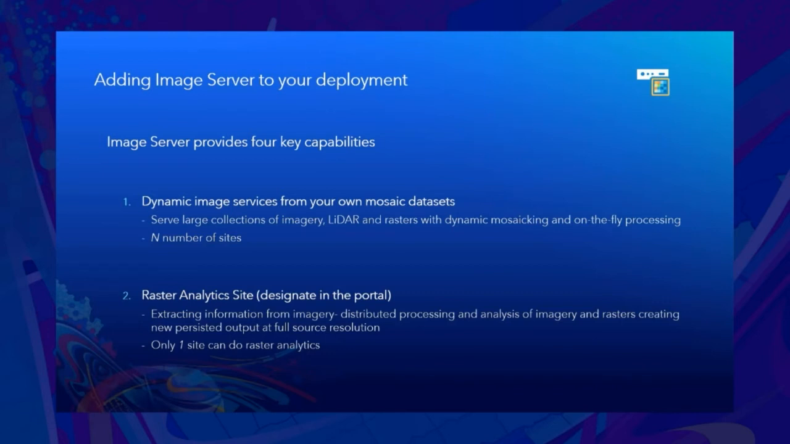We can also have an image server. If we federate it, we then have the ability to designate it as a raster analytics site. This is going to allow us to do things like extract information from our imagery, do distributed processing and analysis on that imagery, and create rasters as a result of that work. Do that work whether at the desktop in ArcGIS Pro or in a browser using some of the capabilities from the map viewer. We can only have one of these raster analytics sites per our enterprise deployment. So keep that in mind. We can bring that in, but we only get one per enterprise deployment.